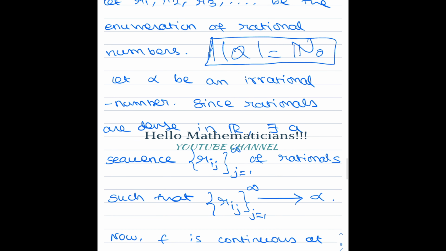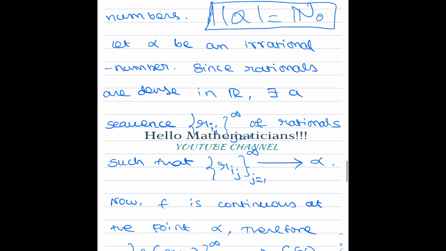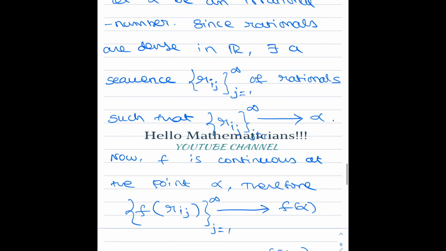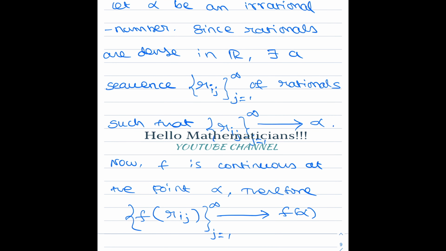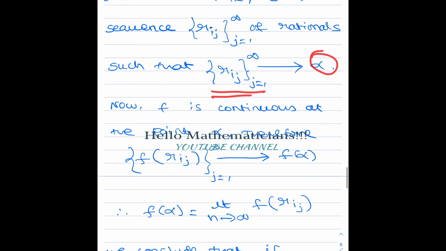Now I take an irrational number, alpha. Rational numbers are dense in R. Dense means that, given any real number, there exists a sequence of rationals converging to that real number. In particular, there is a sequence of rational numbers that I denote by r_ij, j equal to 1 to infinity, which converges to alpha. Since rationals are dense, whatever real number you give, there is a rational sequence converging to it, in particular to alpha also.